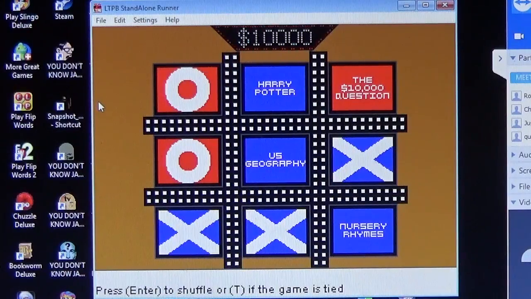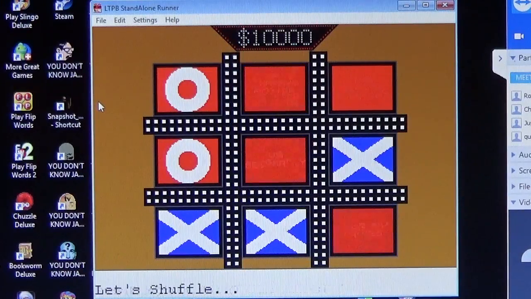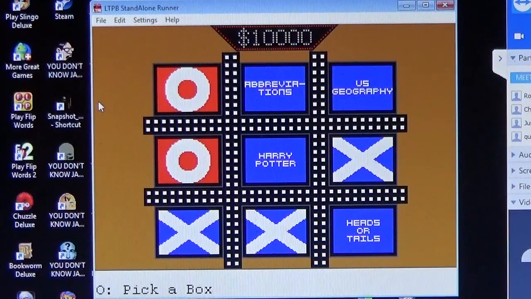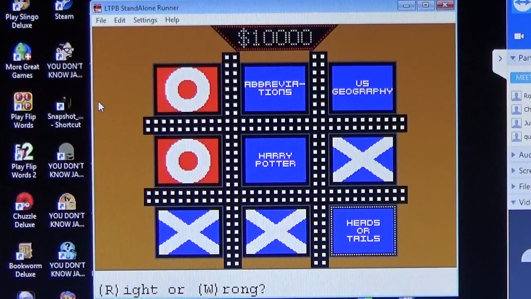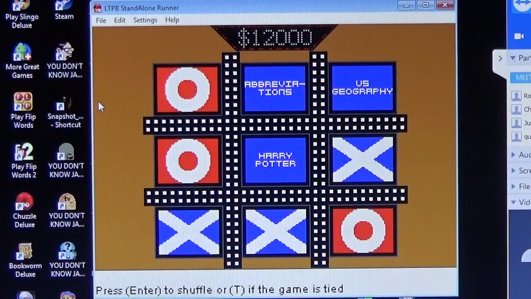All right, we have $10,000 in the pot, and we shuffle. All right, go ahead, Chris. Guess I'm gonna get you for this cat. I have a block. He's going heads or tails for the block. Okay, Chris, heads or tails? Tails, I hope. He's going tails. It is tails, Chris. You got the block. Thank heavens. All right, $12,000 in the pot, and we shuffle.